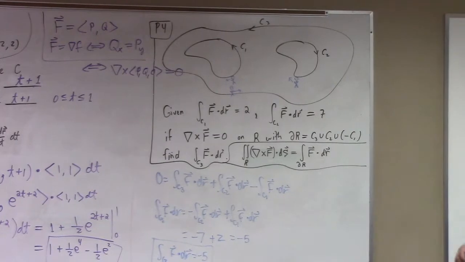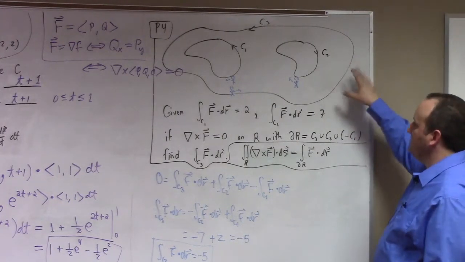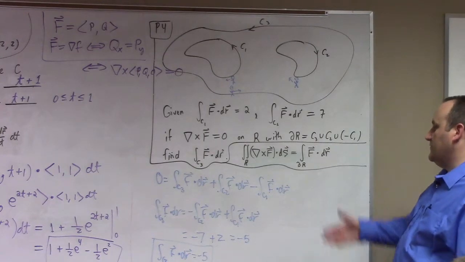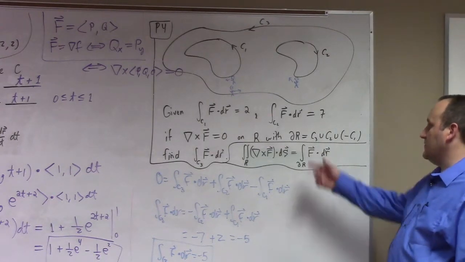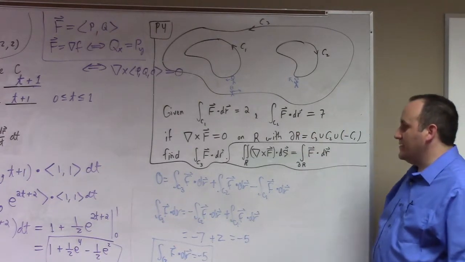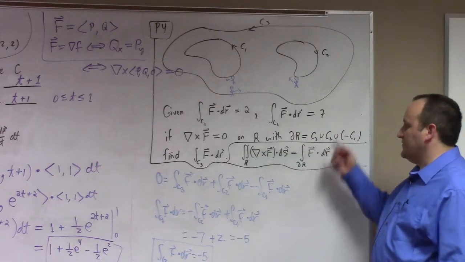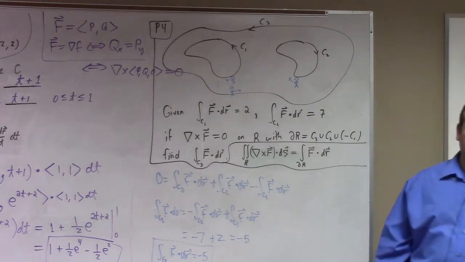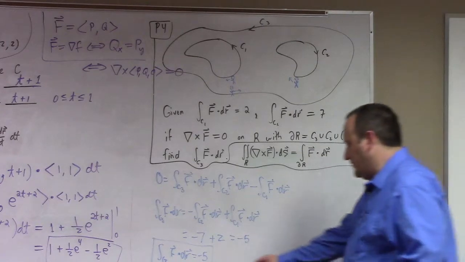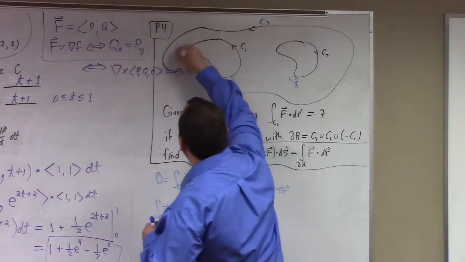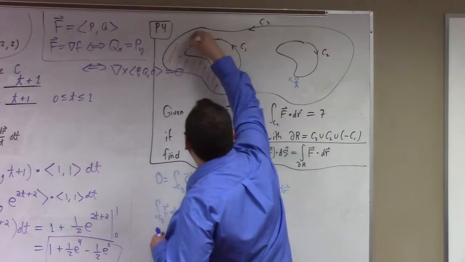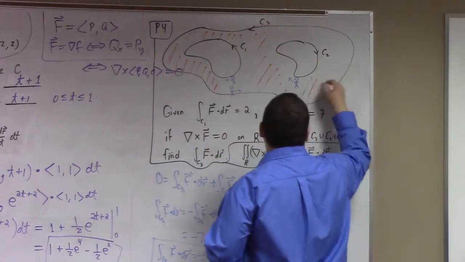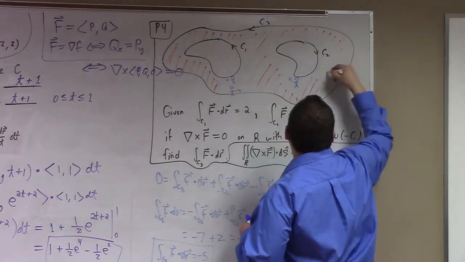All right, so here I gave you some weird facts about integrals around various loops for a vector field. It's 2 around C1. The integral around C2 is 7, poorly drawn 7. And then I tell you that the curl is 0 on R. Now the R I'm talking about is this R here. So on a test, I try to shade that in with some shading, but shading is a little bit shady on these boards.